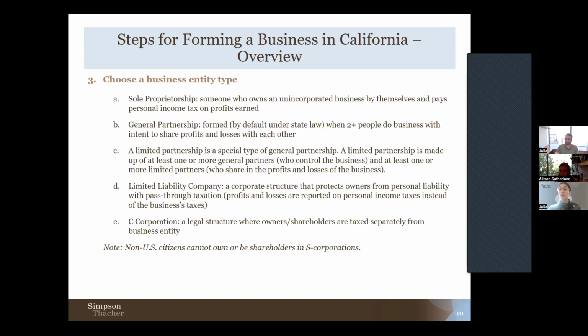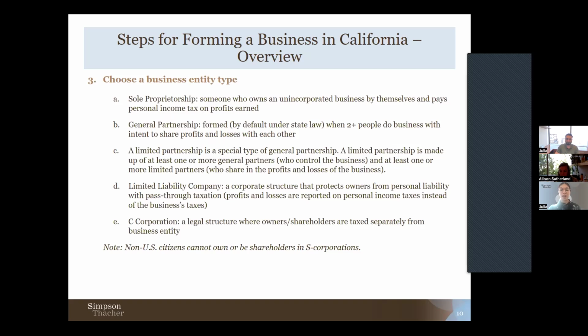So that's when yourself and another person, or many other people, form a business with the intent to share profits and losses. There are also limited partnerships, where certain people, general partners, control the business, and then limited partners have more limited scope, liability and also responsibility, but they share in the profits and losses. There's also a limited liability company, which is a corporate structure that protects owners from personal liability, with pass-through taxation.